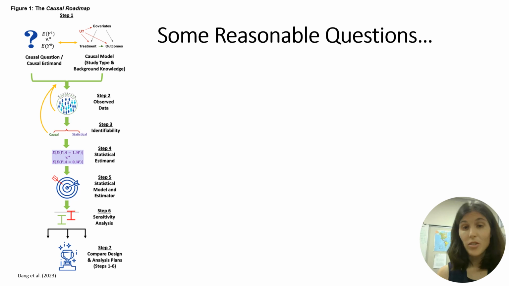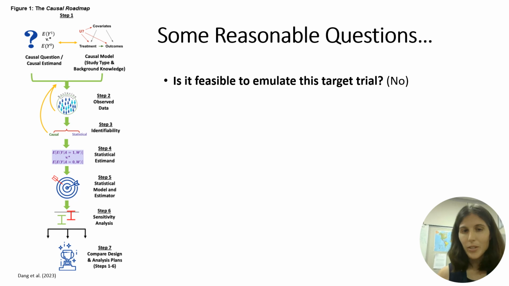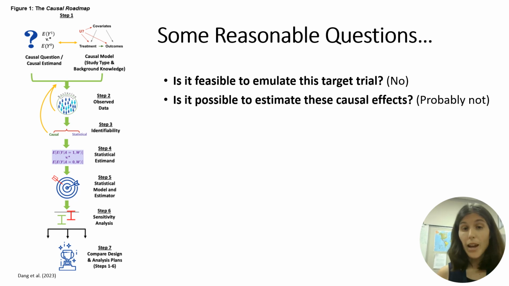Now, some reasonable questions you might be asking after we have defined the target trial, our question and our estimand: is it feasible to actually emulate this trial? Well, it's definitely not. We talked about test negative being a case control study, so it's a little unclear what design we would be emulating. But either way, we can't just set someone's antibody levels to a certain level, so we can't really emulate this trial.